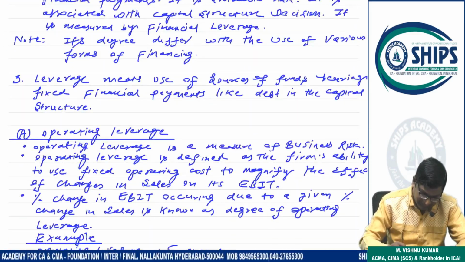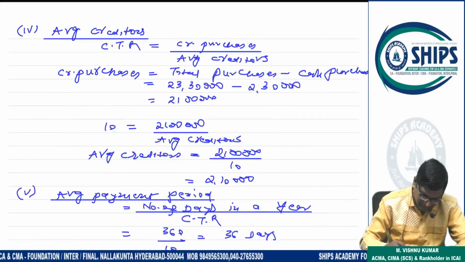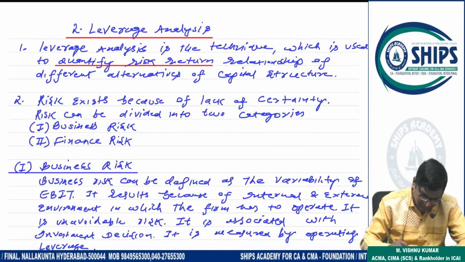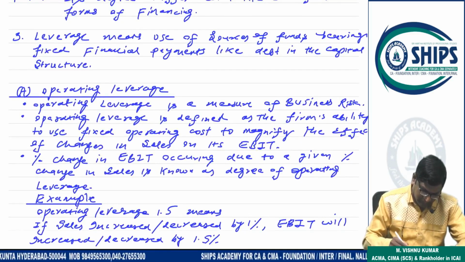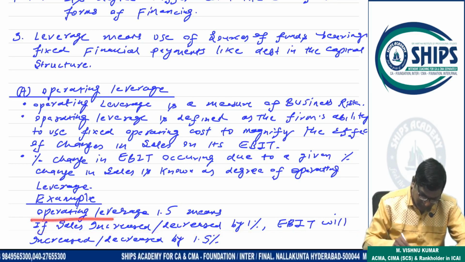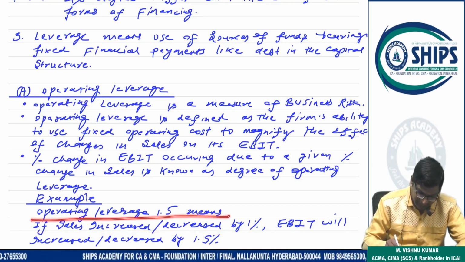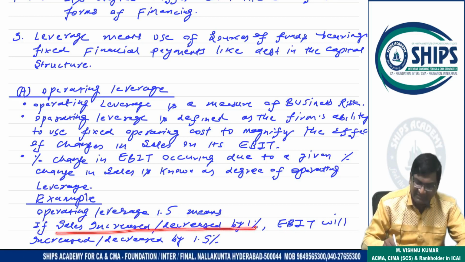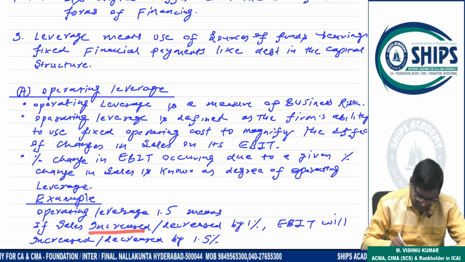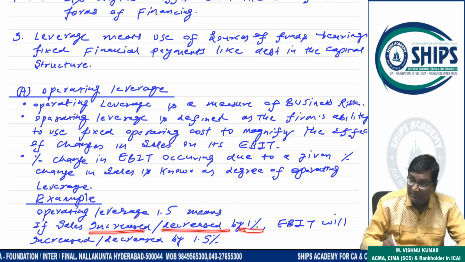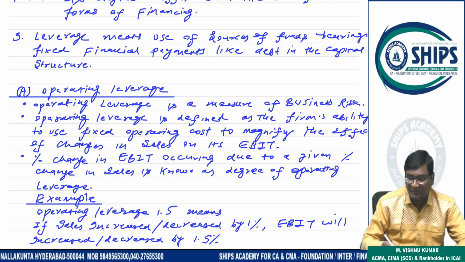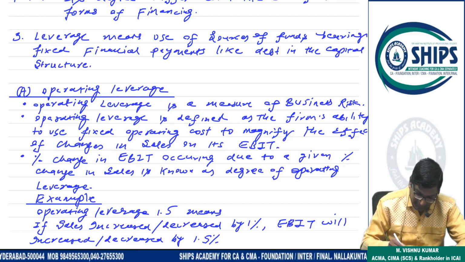So look carefully here, this particular point at the end. Suppose operating leverage is 1.5, how much? 1.5. If sale increases or decreases by 1%, so operating leverage how much? 1.5. Sale increases or decreases by 1%. So your EBIT will also increase or decrease by 1.5%.